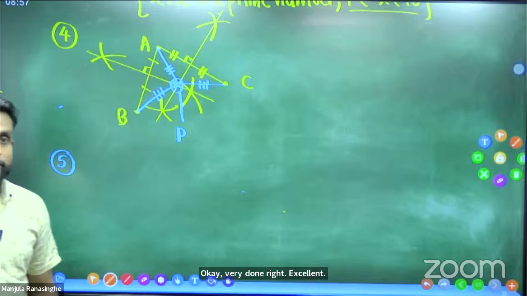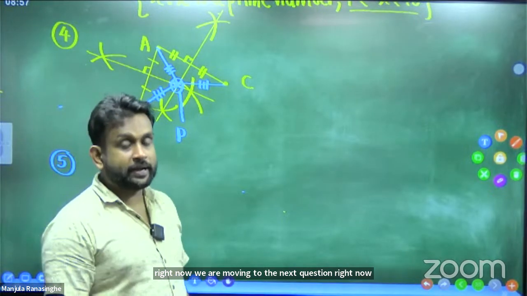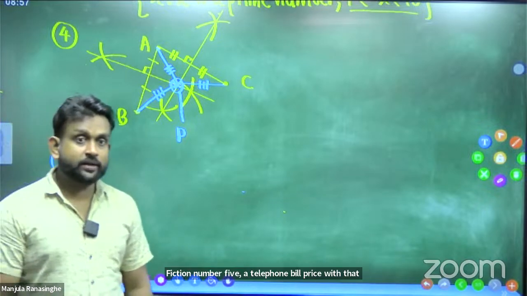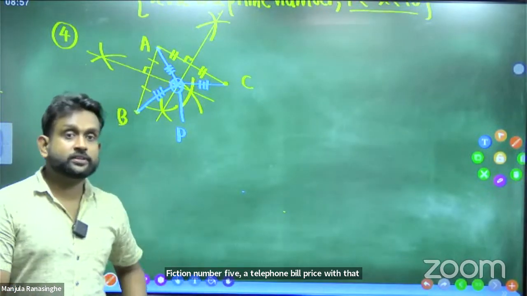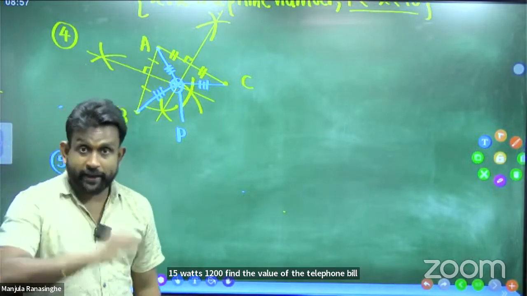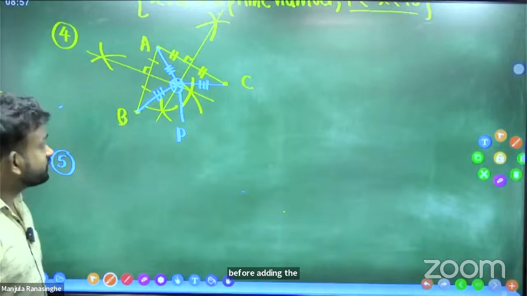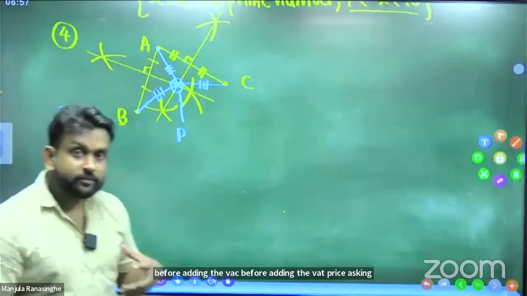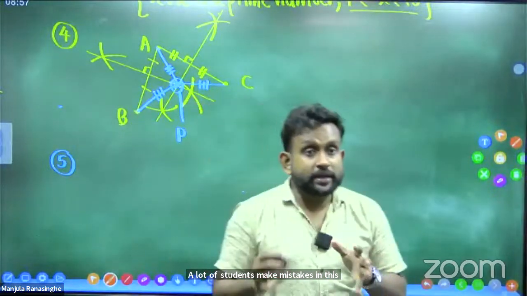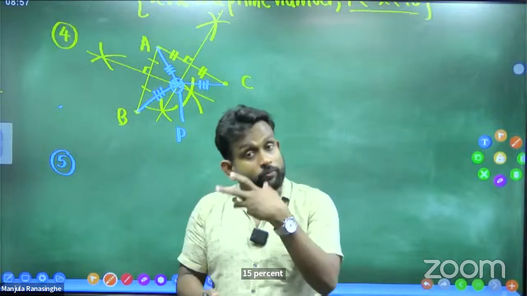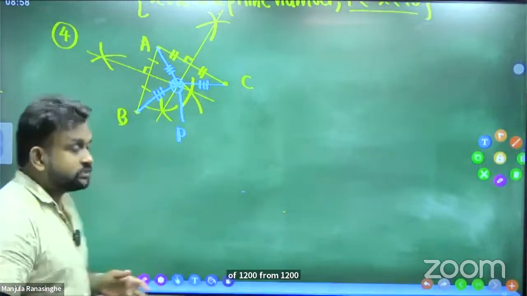Question number 5. A telephone bill price with VAT 15 percent is 1200. Find the value of the telephone bill before adding the VAT. Before adding the VAT price is asked. A lot of students make mistakes in this question. Why? They try to subtract 15% of 1200 from 1200. No, that is not the way.